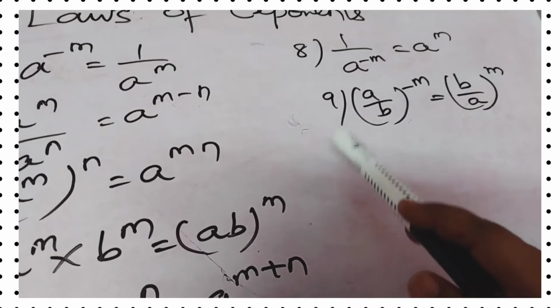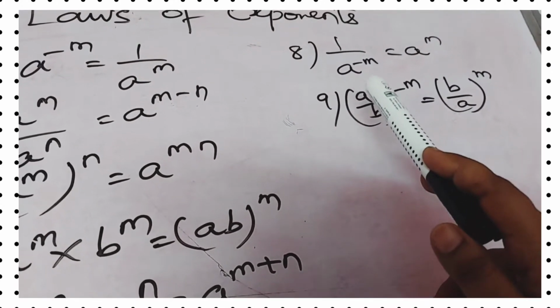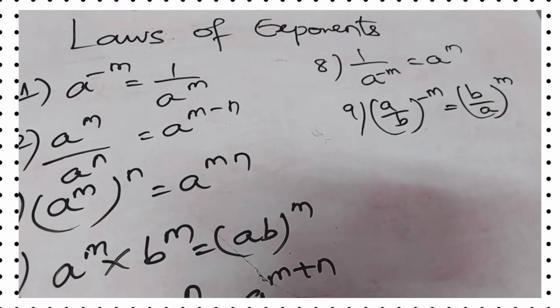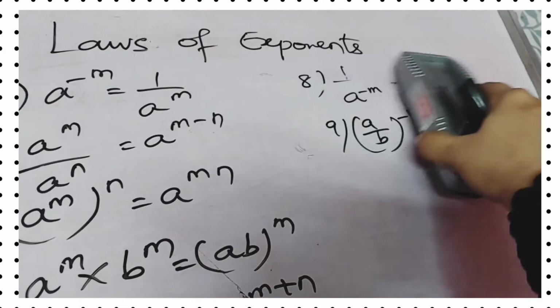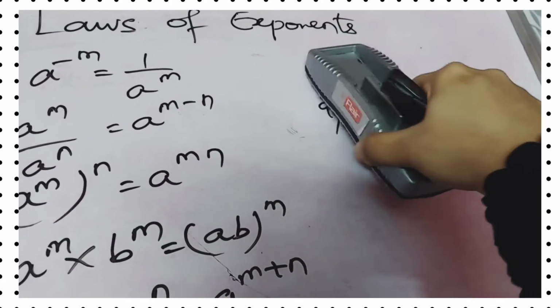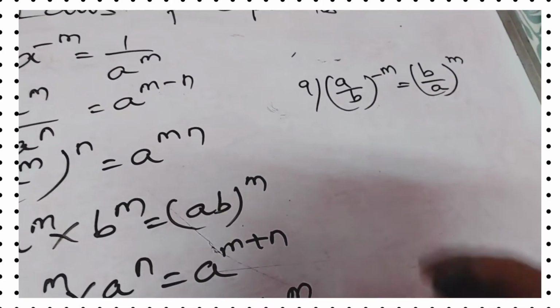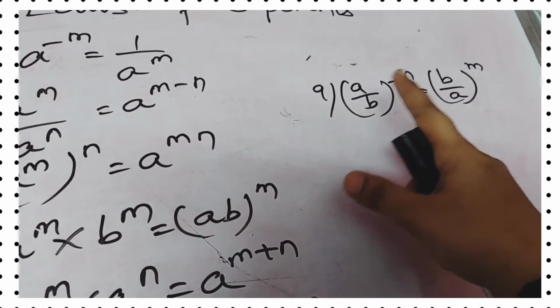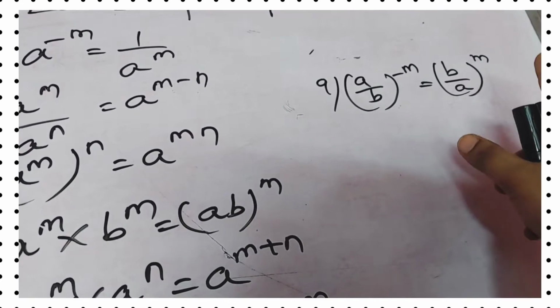Now the next law, 1 by a to the power of minus n. Again you have to write a to the power of n. Here the same law is there also. Our next law is a by b whole to the power of minus m is equal to b by a whole to the power of m.